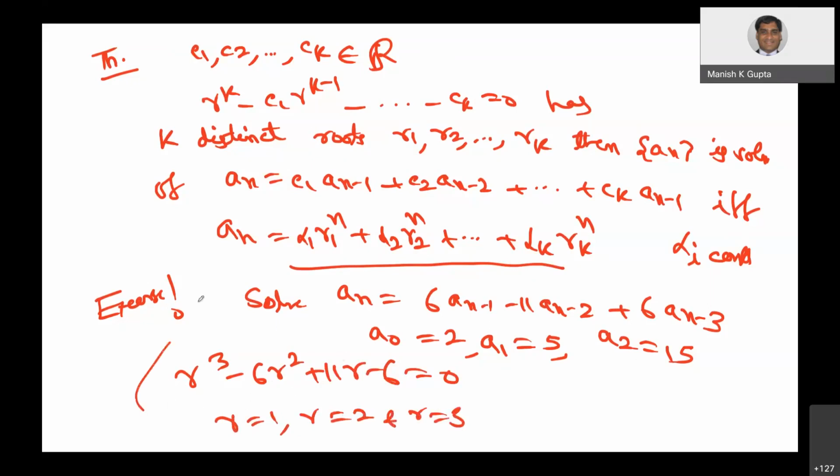So using this equation, you can write the solution, right? You can check finally that a_n turns out to be 1 - 2^n + 2 * 3^n. I skipped a few steps because it's fairly straightforward to compute.